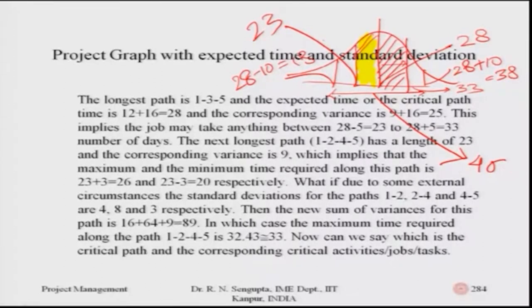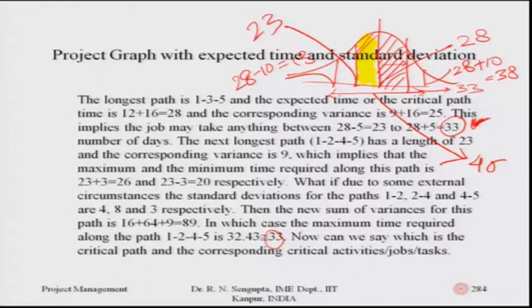So, if you see this 33 value and this 33 value, the first one, which is here where I am now pointing the pointer, this 33 is with respect to the critical path. And this 33 is with respect to the other path which is not critical.